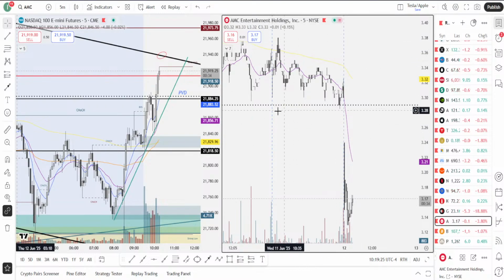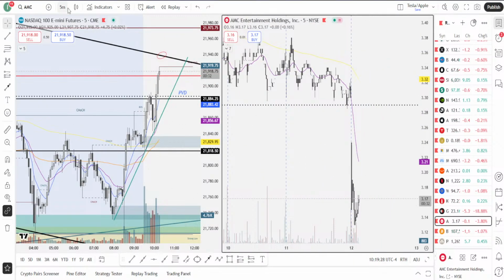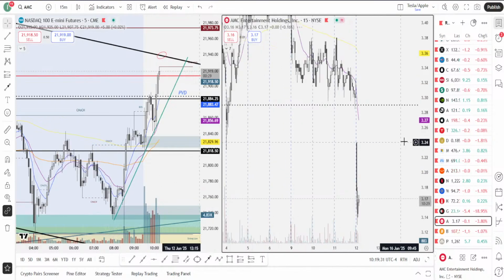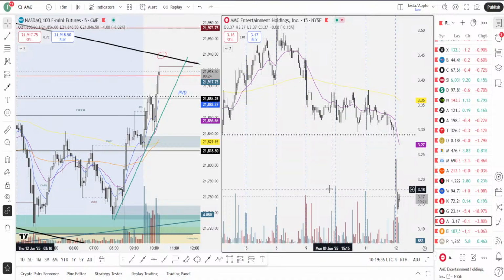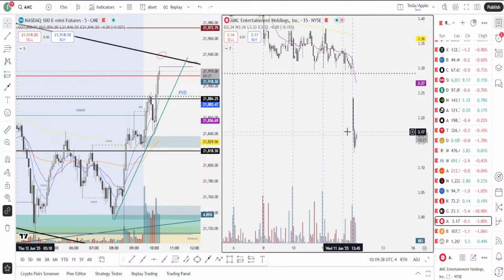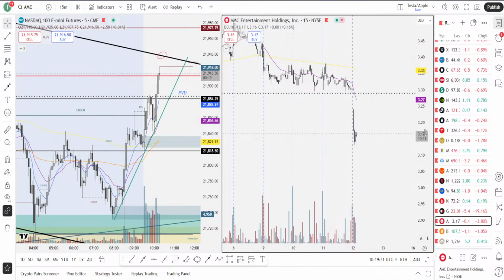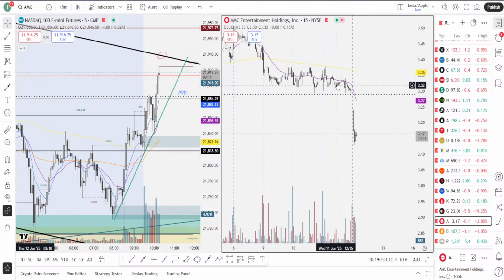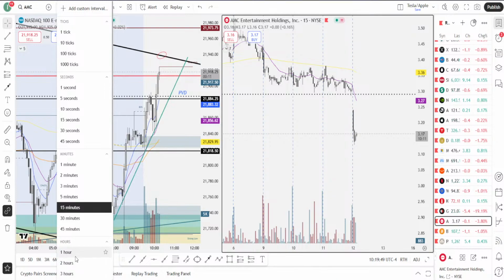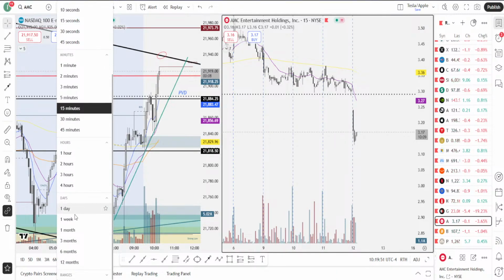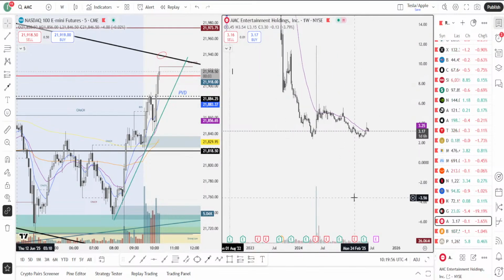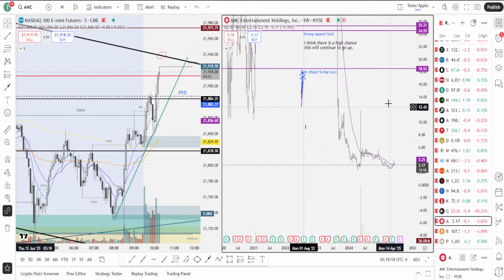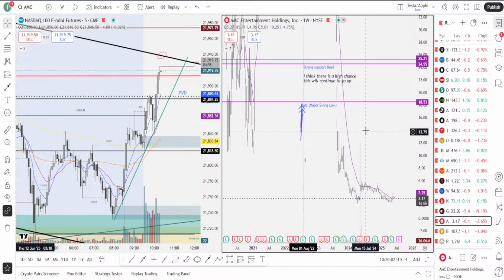AMC, I used to trade this back in the day. When I first started trading, this is what I used to trade. AMC, just like the movie theaters, basically, and this thing is very low. This stock used to be at over $15-20 a couple years back. If we go on the weekly time frame, so every candle's a week, we can see this thing has been coming down. Look at some notes from when I used to trade it back then.